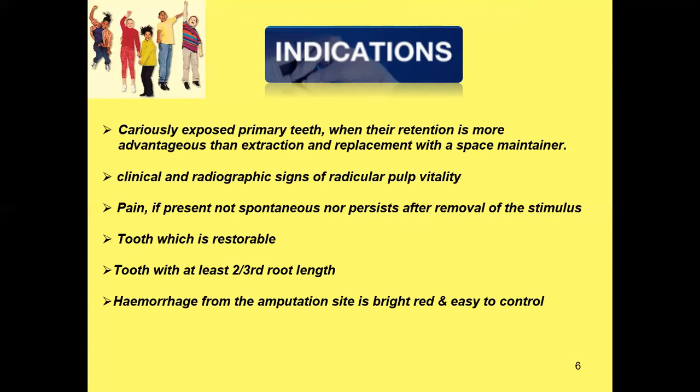Okay, so hemorrhage from the amputated site is bright red, and you should be able to control. The bright red bleeding gives an indication that the tooth doesn't have much of bacterial infections. Okay, so the infection is less. So bright red means the tissue is very fresh. So the hemorrhage from the amputated site is bright red and easy to control.